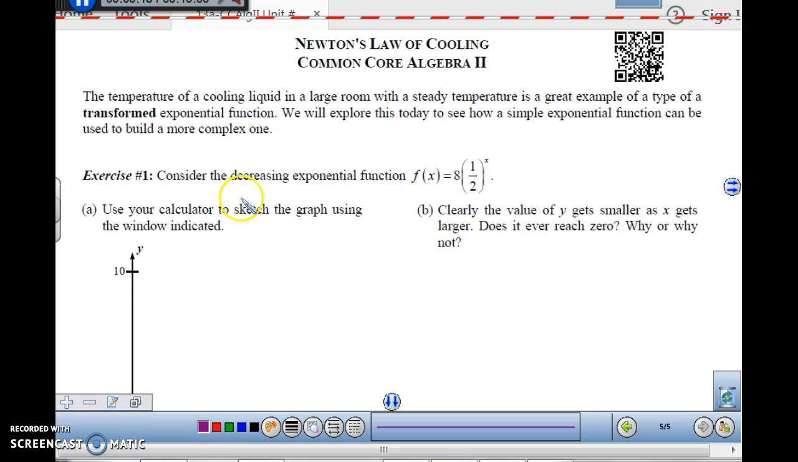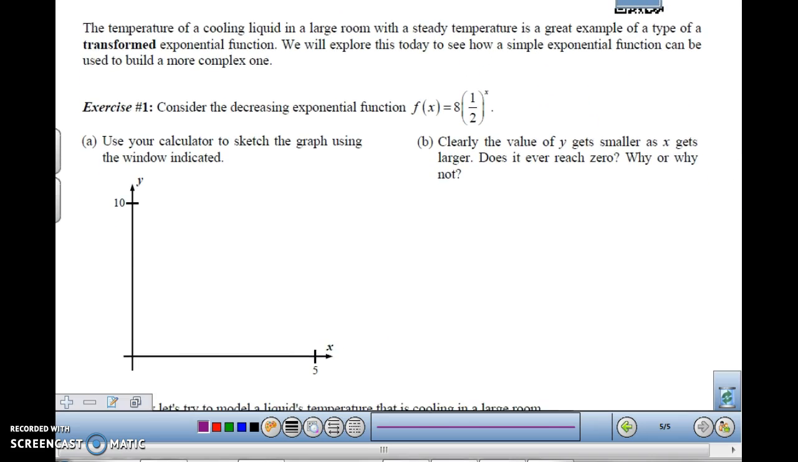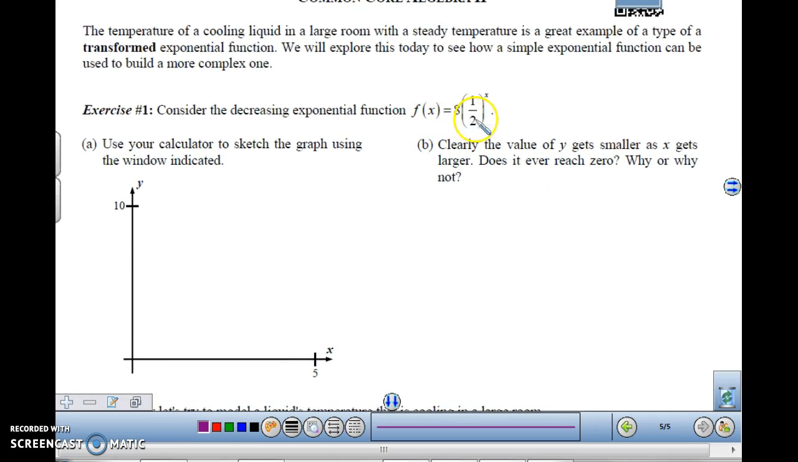Alright, so let's consider the simple decreasing exponential function f of x equals 8 times 1/2 to the x. We could use our calculator to sketch the graph using the window indicated. First of all, we should be able to predict what this graph is doing. What's my y-intercept? According to that, it should be at 8. And is this function increasing or decreasing? It's decreasing because the multiplier, or the growth factor, is less than 1.